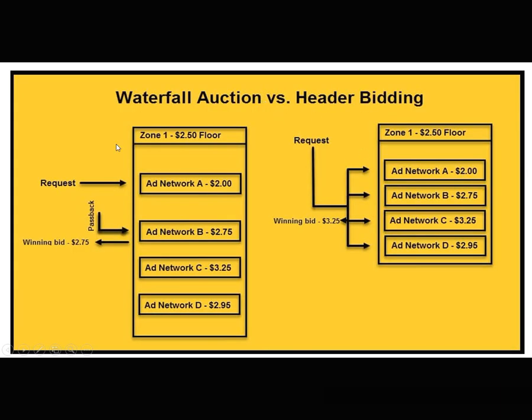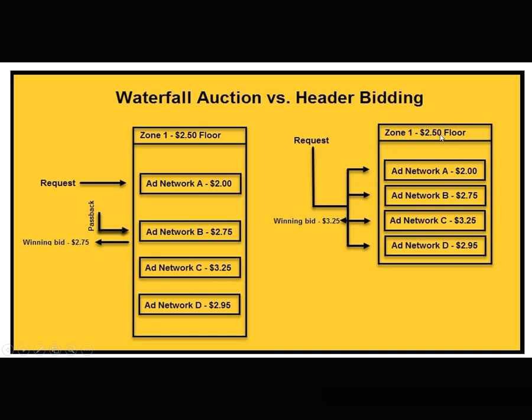So, waterfall versus header bidding. In waterfall, there are four networks. Ad network A is bidding $2, B $2.75, ad network C $3.25, and network D $2.95. But the winning bid is $2.75 because they don't consider the highest bidder. They consider the bidder with the highest volumes and a historical performance of highest bids, or the volume of bids received from that ad network. So it is not guaranteed in waterfall that the highest bidder will win the bid.